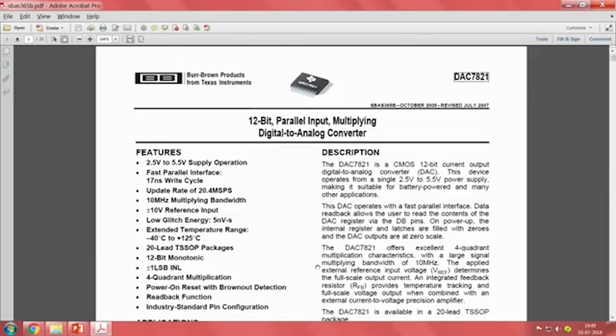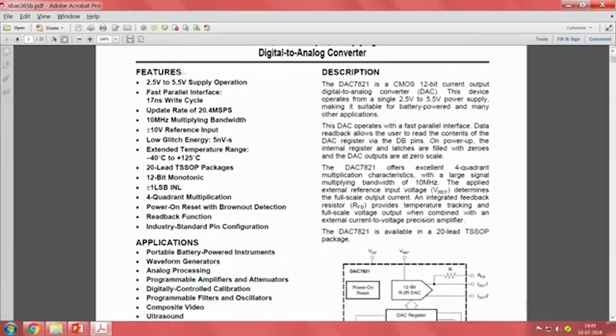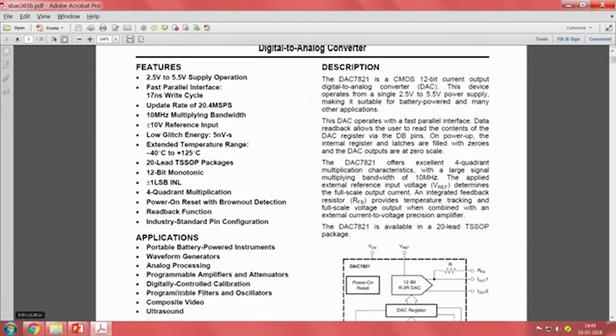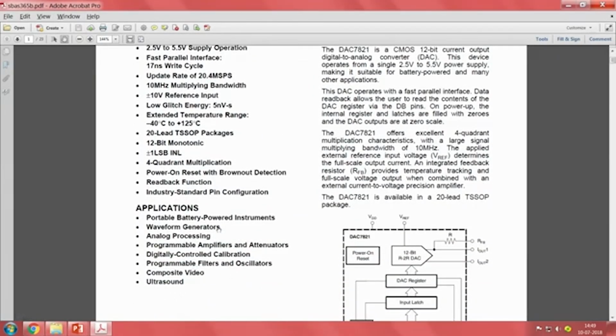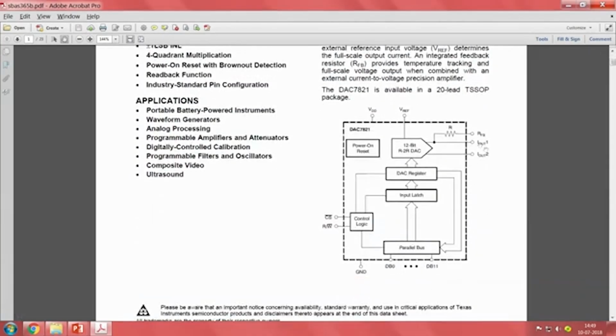So we go to the first page. Okay, features are there. What is the main description? We will see the features. Yes, these things are there. Fine. What are the applications? What are the main applications that you should look at? Fine. Then you can quickly go to the package. Okay, this is how internally it will look like.